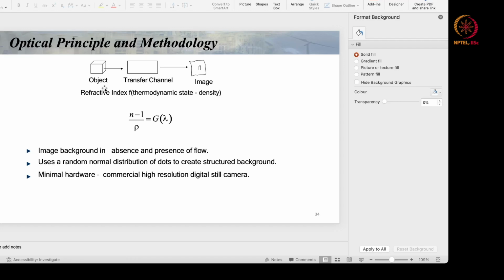And then you introduce the object of interest, which in this case is a flow. It could be a wind tunnel, it could be a cup of tea, it could be anything, so long as there is a density gradient present. As a result, you will have some distortion of the dots, and using image convolution, we try to find out what the actual flow situation is. This is essentially the crux of background-oriented Schlieren.